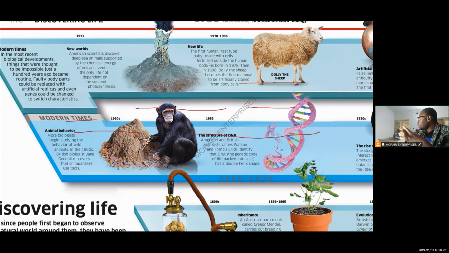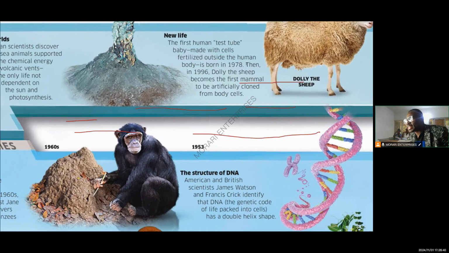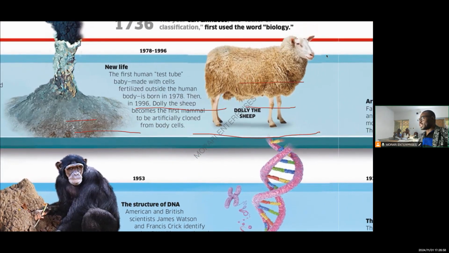They say all that was happening inside the ovum of a female. But now they say, hey, we can do it outside the human body. And that first test tube baby was born in 1978. Then in 1996, Dolly the sheep became the first mammal to be artificially cloned from body cells. From body cells, they made a full sheep, and they gave that sheep a name, Dolly.